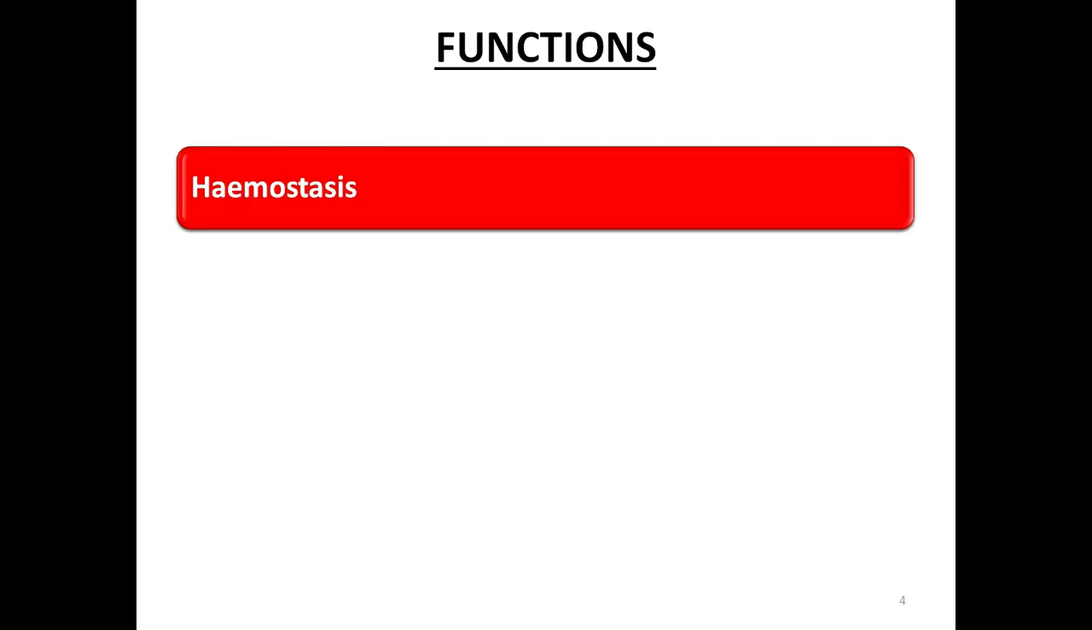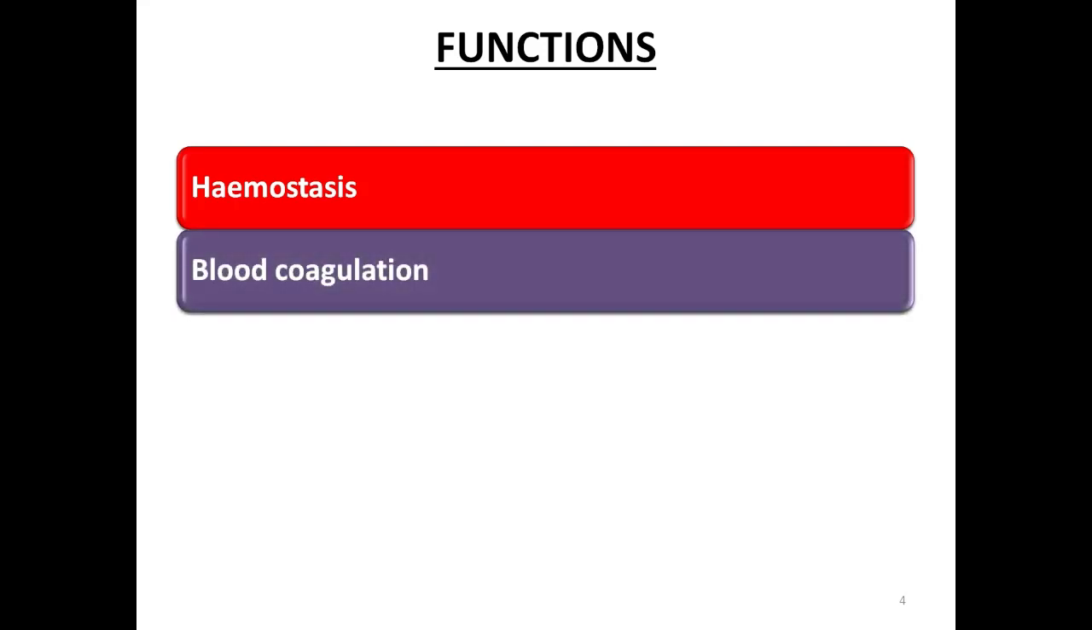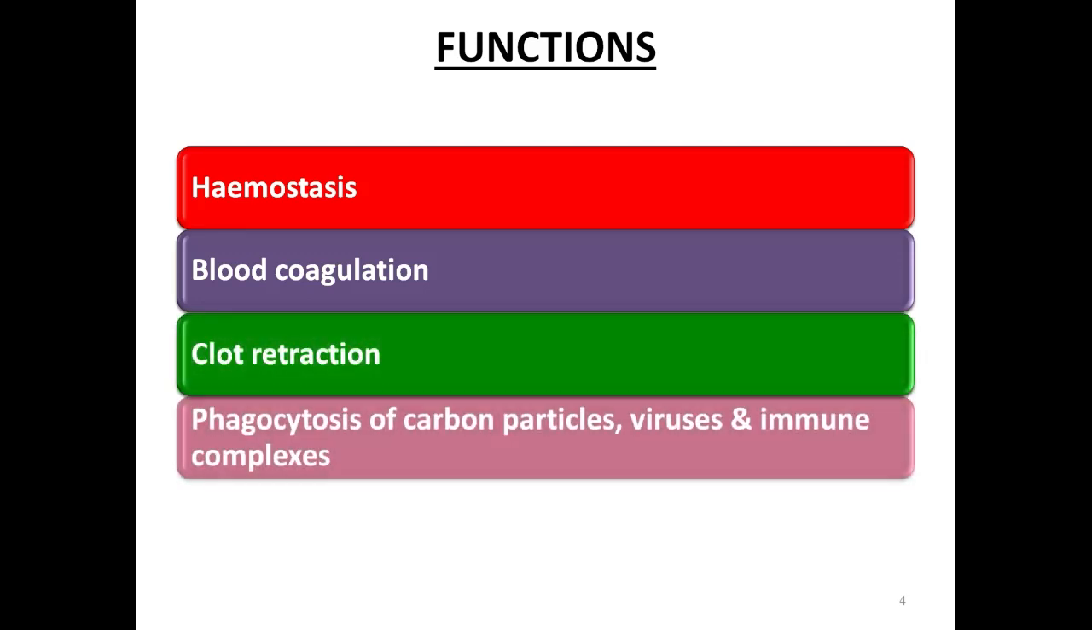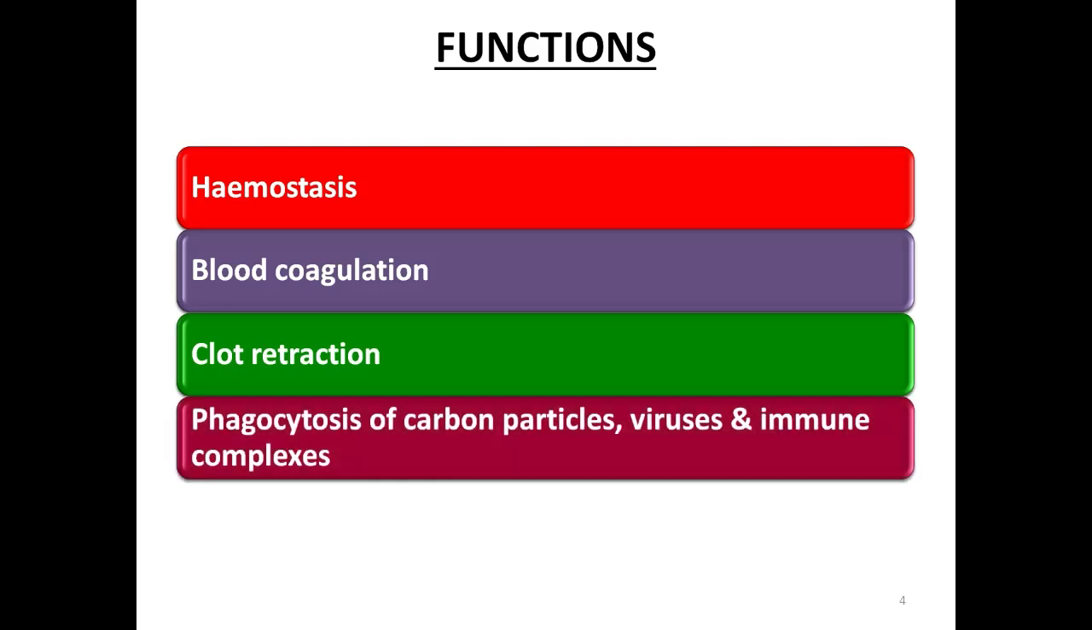Then there will be temporary hemostatic platelet plug formation. That occurs by adhesion of platelets to the damaged endothelium. Then on that there will be aggregation of platelets, then release reaction, and this is how the temporary hemostatic platelet plug will be formed. Now the blood coagulation pathway takes place and forms the permanent hemostatic plug. Then there will be retraction of the clot, okay, and there will be phagocytosis of foreign material like carbon particles, viruses, and immune complexes.